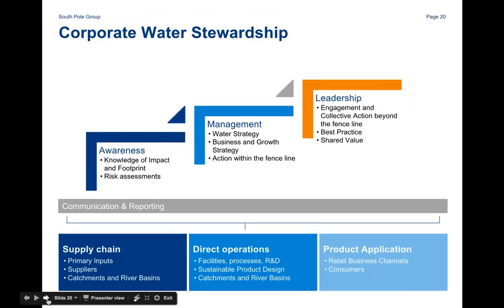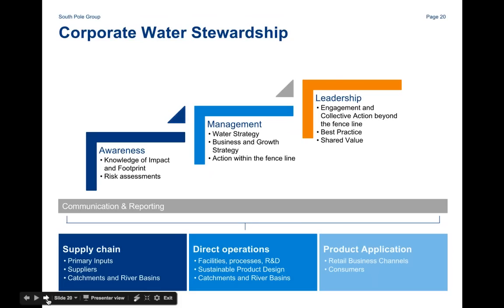Where does external action fit within the corporate water stewardship journey? A corporate water steward, in the awareness step, starts to understand the impacts that are caused by its operations and identifies and analyzes water risks. And in the management step, as the name says, the corporate starts to manage the impacts and risks, for instance, with an internal water strategy, integrating the results of the risk analysis into the business and growth strategies, and at this stage, starting to take internal action.